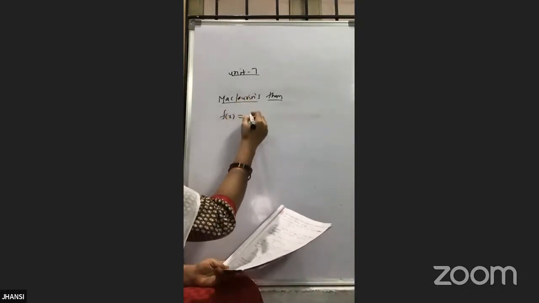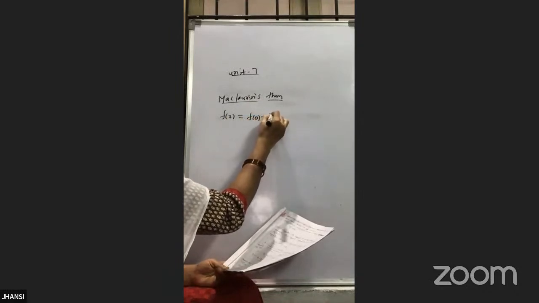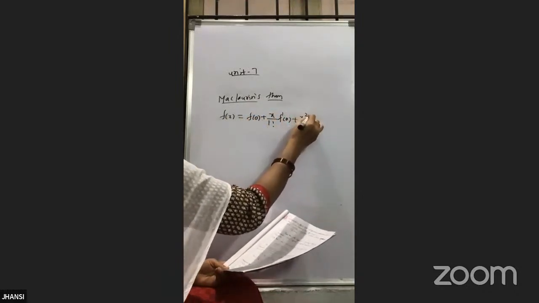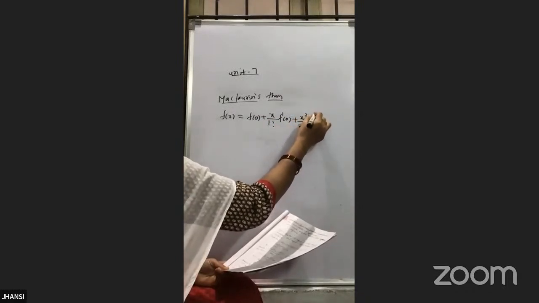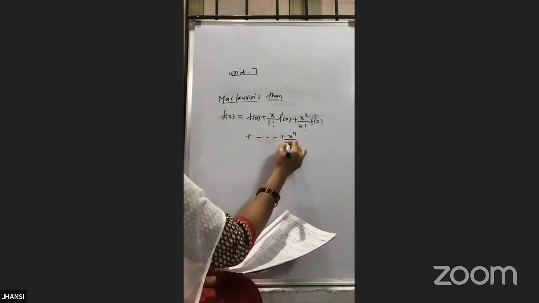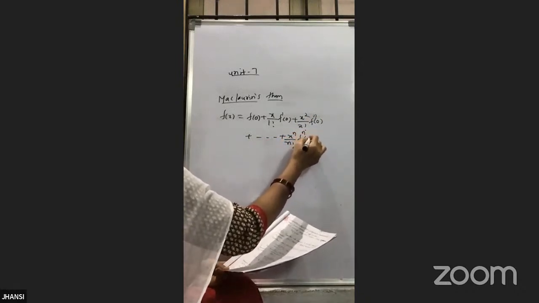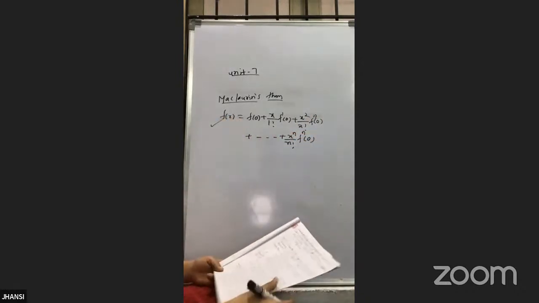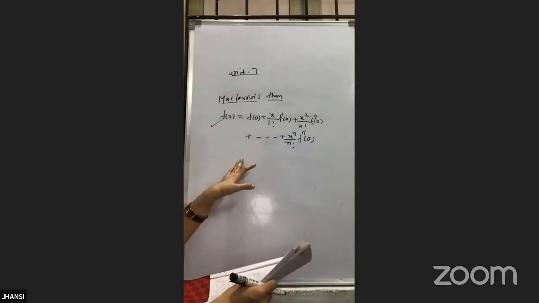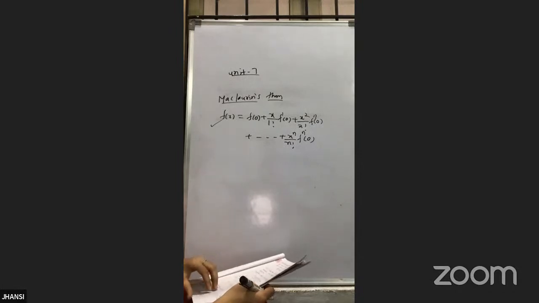Okay. The Maclaurin series will be in the form of f of x equals f of 0 plus x by 1 factorial into f dash of 0, plus x square by 2 factorial f double dash of 0, and so on up till x to the power of n by n factorial f n of 0. So if you remember this formula, it's enough for you. On this you may get the problems or any expansions. Okay, this is about the Maclaurin series.